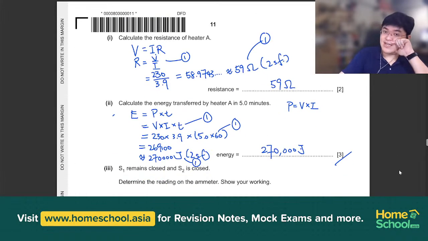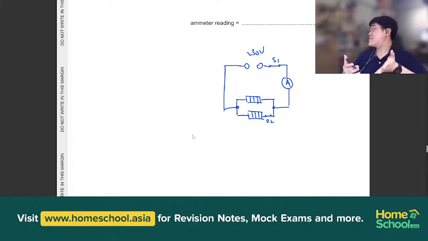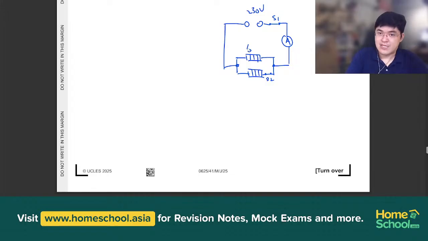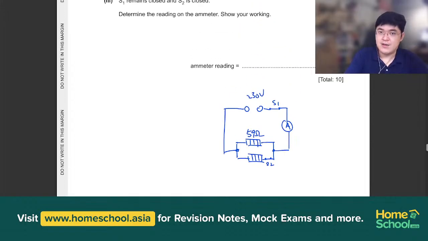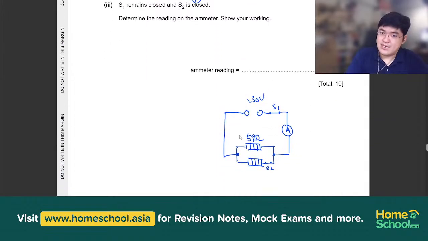I usually like to turn my circuit into something a lot more so-called textbook parallel. It makes things a lot easier. Over here, we do know that this resistor has a resistance of 59 ohms. So let's write it down: 59 ohms. This is heater A. Heater B, we don't know yet.